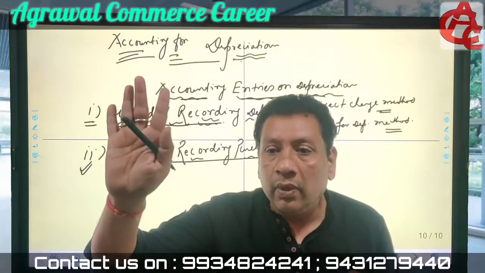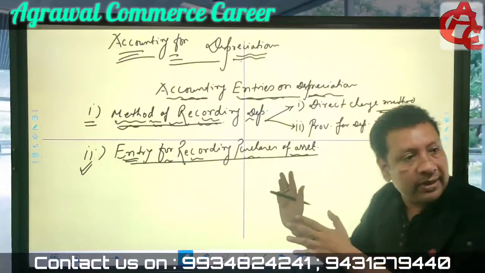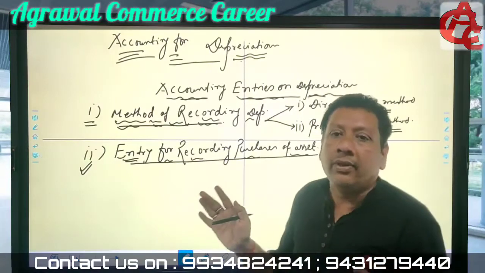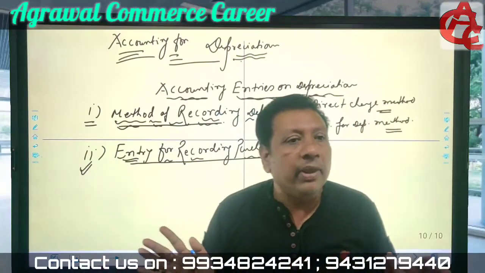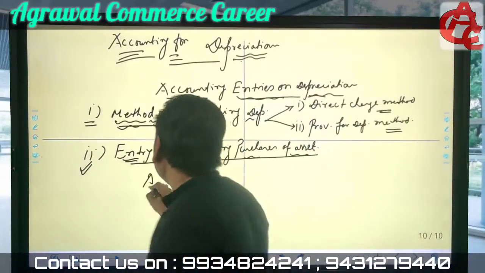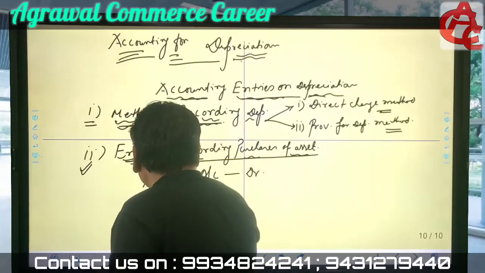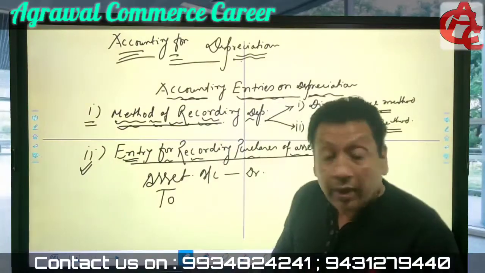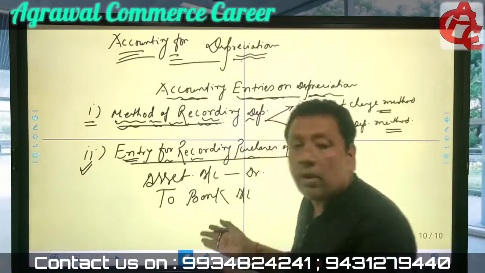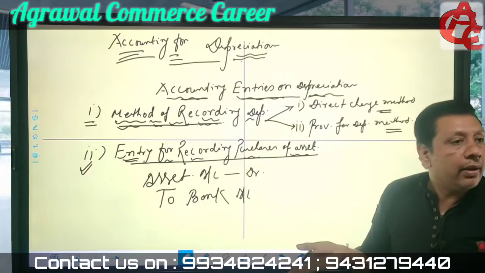Is it clear now? So let me discuss the entry for recording the purchase of an asset. It was very simple, but I made it complicated for you, isn't it? I'm confused now, sir, what entry should I pass? I know only assets account debit, to bank account. That's it, sir. I know this one. So what's wrong with it, my dear? If you know this one, I'm saying the same.